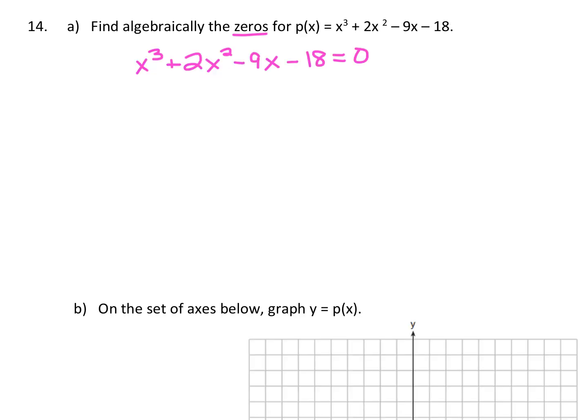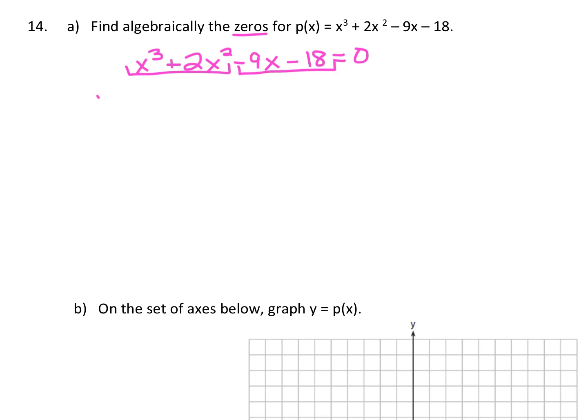Okay, number 14. The first part wants us to algebraically find the 0. So, I mean, we've done this a bunch of times. We take our function and set it equal to 0. All right, so if we're going to do this algebraically, let's factor. Since there's no GCF out of all 4 terms, we could jump right into factor by grouping.